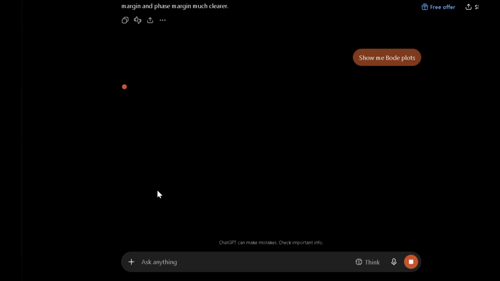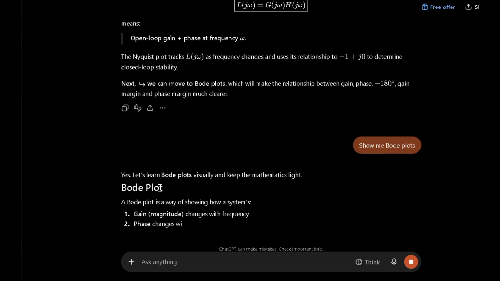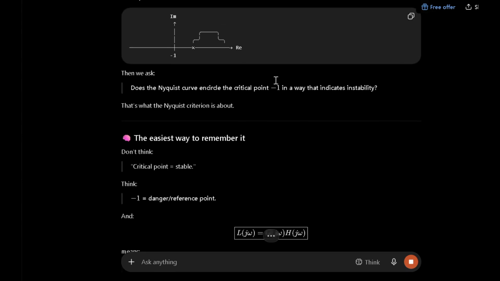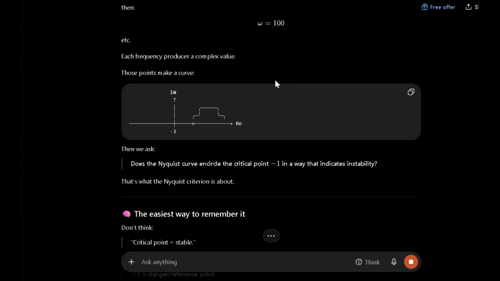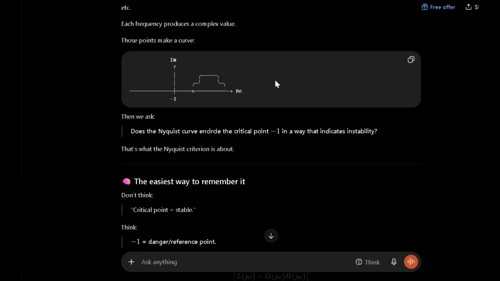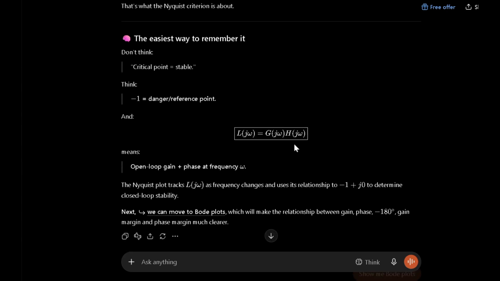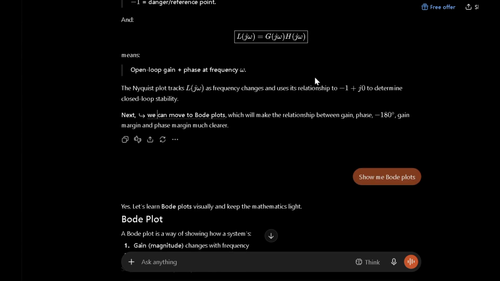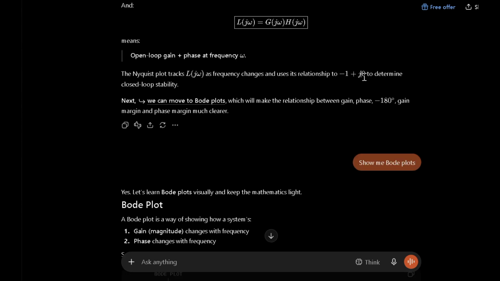And don't get confused by j omega. G of j omega simply means an imaginary equation, the transfer function evaluated at s equals j omega.